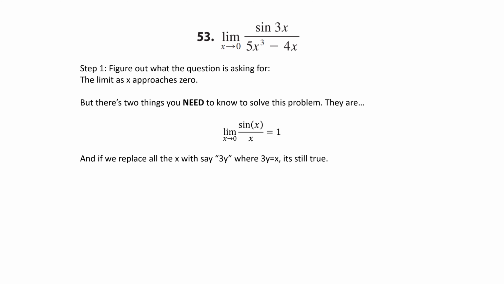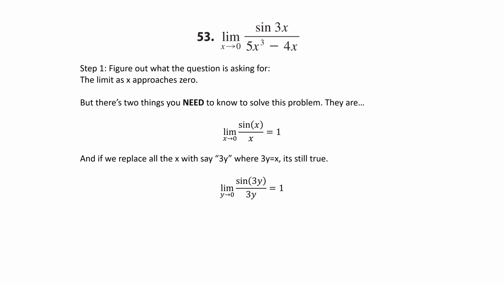Okay? Now, if we were to replace x with, say, 3y, because it's just a variable, as long as we say that 3y equals x, it's still true. So we can also say that the limit as y approaches 0 of sine of 3y over 3y is also equal to 1.